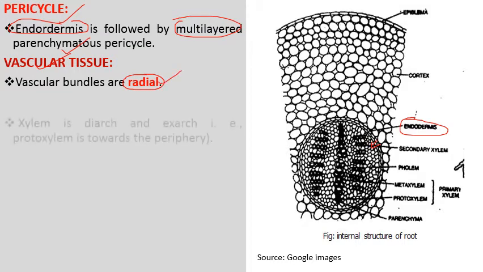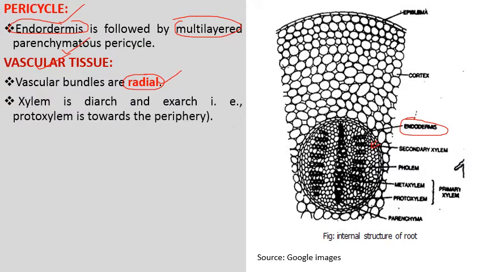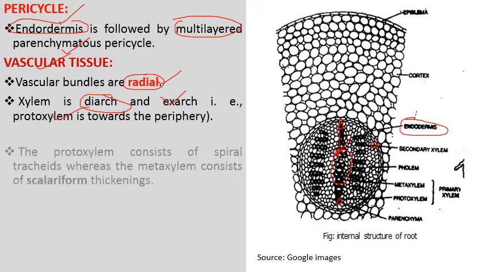Their arrangement is radial, which is the characteristic feature of roots. And the xylem condition here is diarch and exarch. Diarch means it has two arms. The protoxylem faces towards the periphery and the metaxylem occupies the central position. So protoxylem is towards the periphery and metaxylem is at the center.